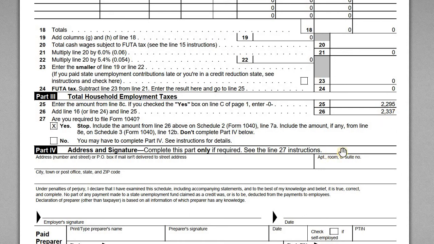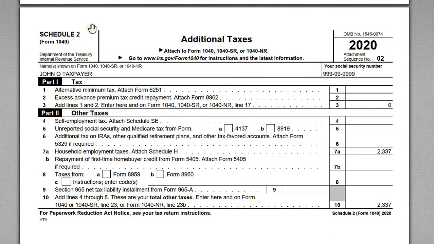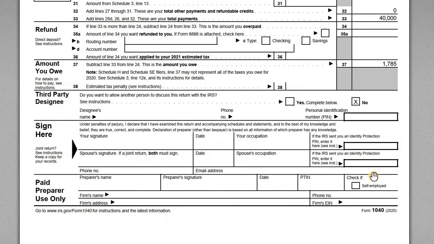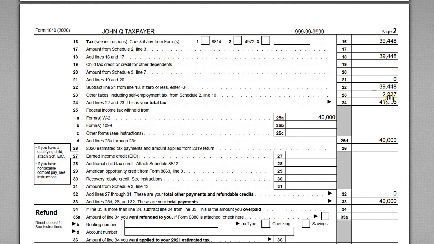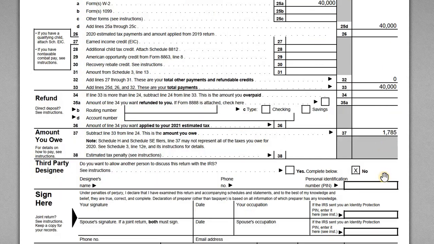Okay. Now the $2,337 is reported up here. If we scroll up to additional taxes, Schedule 2, we have household employment taxes. We've attached our Schedule H. $2,337 is the additional tax that John needs to pay with his tax return. And we can see that also flowing through up here, line 23. So John's taxes before computing anything came out to be $39,448. Then he's taxed on the household employment taxes, and now his grand total of taxes owed for the year is $41,785. He gets his W-2 withholding credits, and that's the amount he owes.